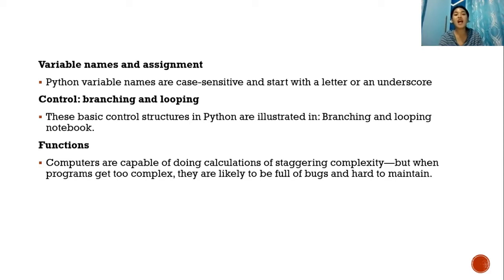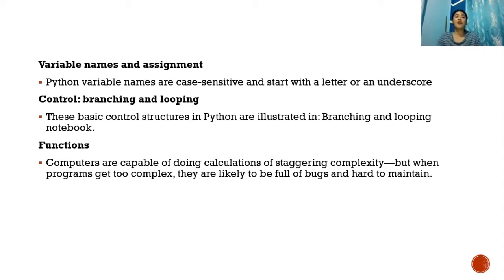So we can now tackle the control, branching, and looping. Every computer language has a mechanism for branching, basing a decision about what to do next on some present condition, and looping, repeating a set of steps until some condition is satisfied. These basic control structures in Python are illustrated in the branching and looping notebook.